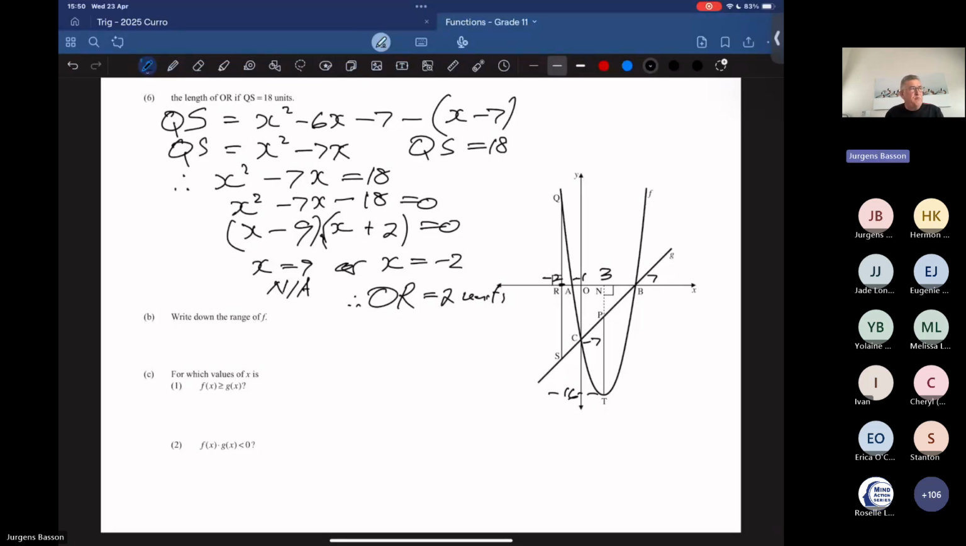What is the range of f? Parabola, the range always from the minimum up to infinity or from maximum to negative infinity. That is the y values. So the range of f will be y greater than or equal to minus 16. Or we can say y is an element of minus 16 up to infinity if we put it in interval notation.